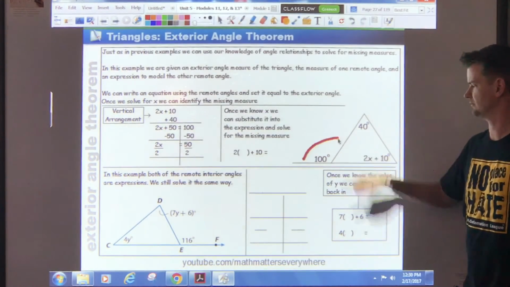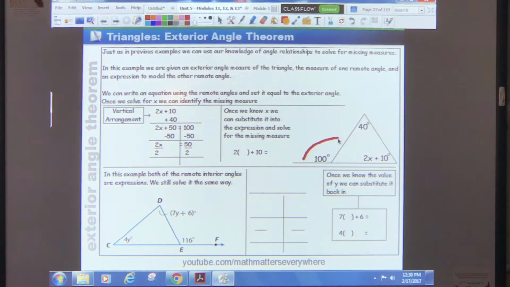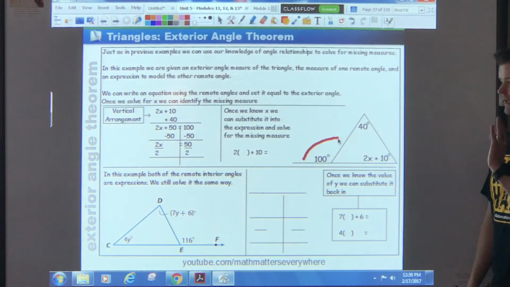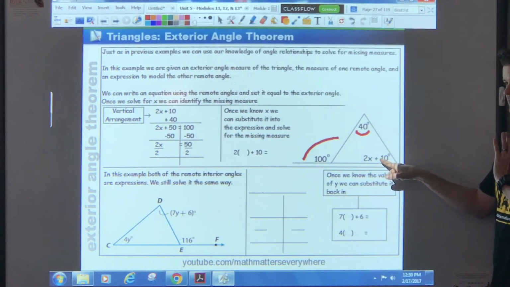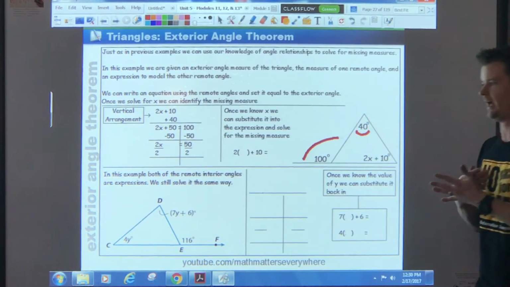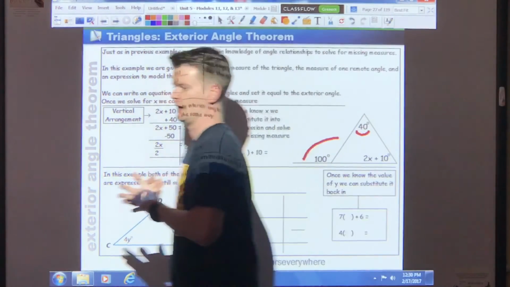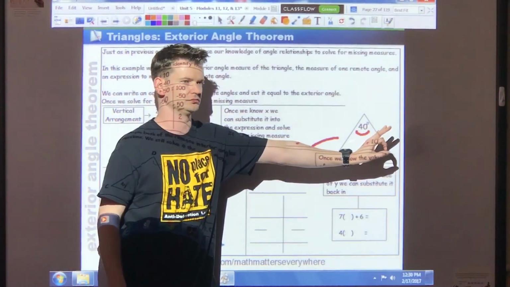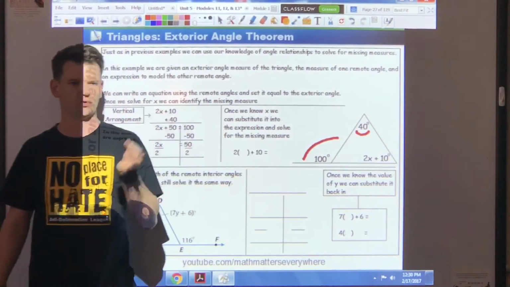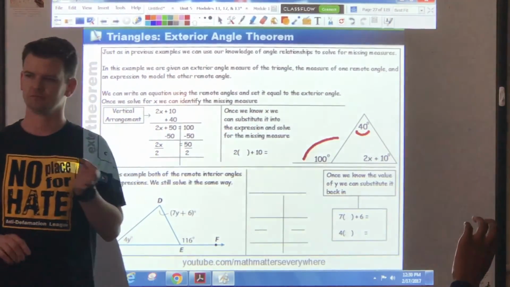Here we have stretched this out, and we're talking about remote interior and an exterior angle. So here I'm given an exterior angle. I'm told this is 100 degrees. I know that this is 40. I don't know what this is, which means to solve it, I'm going to have to set up an equation. But I know I'm not setting it equal to 180 because we're no longer inside the triangle. So what can I set this equation equal to? 100.